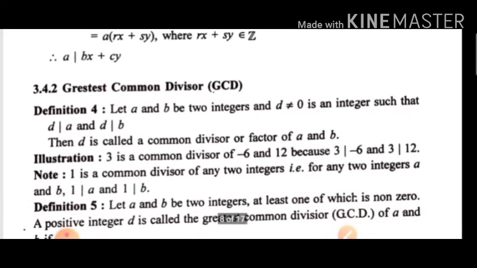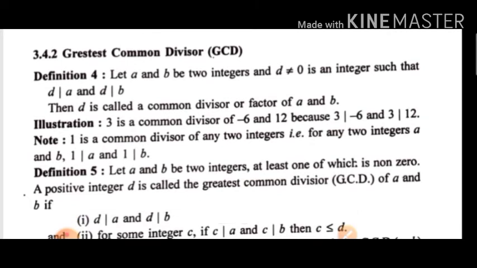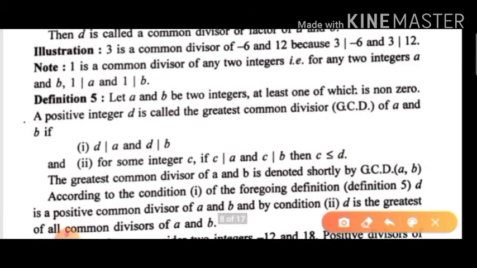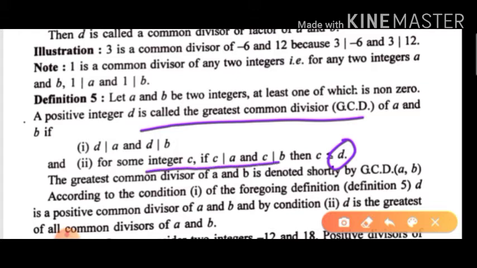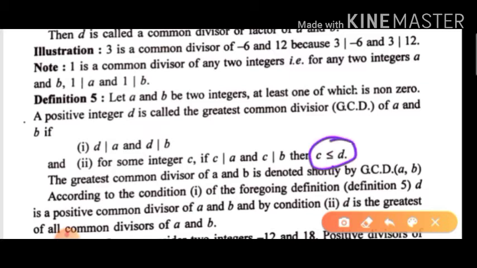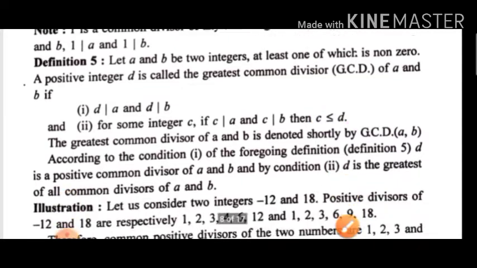That means the common divisor which is the greatest actually. If we have d as the greatest common divisor, that is GCD, then there will exist some other integers c which divide a and b such that this c is less than or equal to this d. That means c will be less than or equal to d. Okay, so this is the definition of GCD.